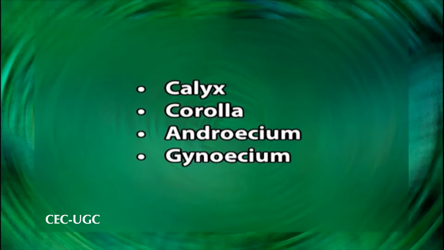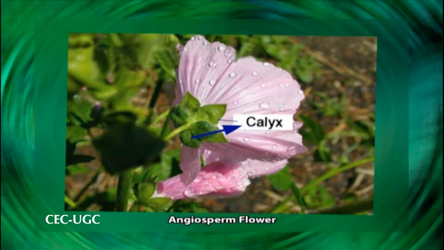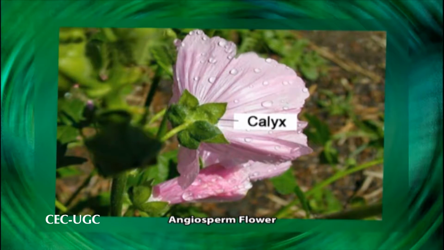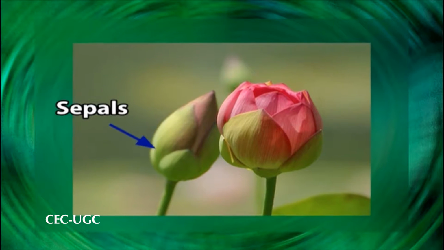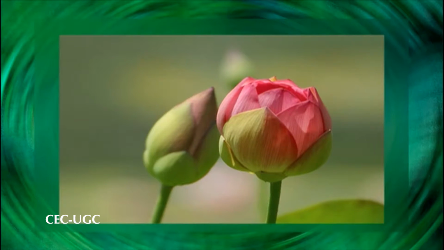A typical flower has the following four parts: calyx, corolla, androecium and gynoecium. The calyx forms the outermost wall in the flower. Its component parts are called sepals, which are generally green in color. Calyx is meant to give protection to the inner parts of the flower when the flower is in bad condition.